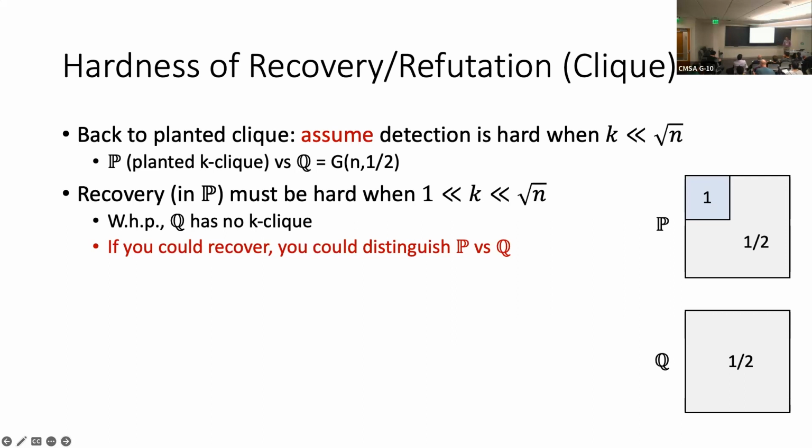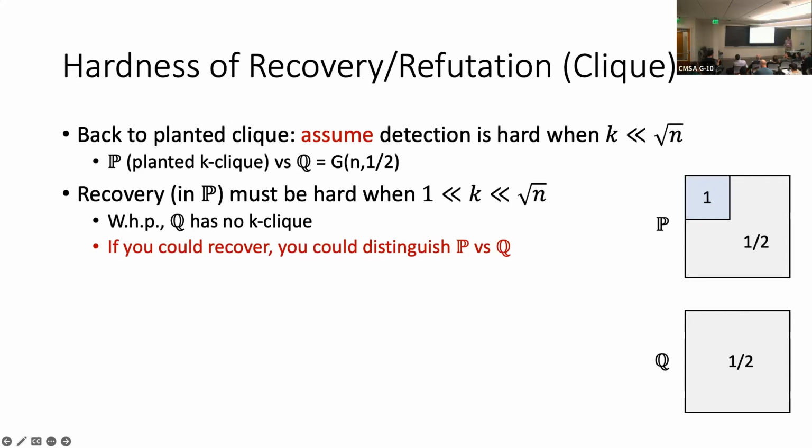Okay, why does this work? Well, if I'm actually in this case, my recovery algorithm is, by definition, supposed to find the clique. And so I'll report that I'm here. If I'm actually in this case, we don't really know what the recovery algorithm will do because it's designed for the other distribution, but it's definitely not going to find a k clique just because there isn't one. And so I'm going to be forced to correctly say I'm here with high probability.